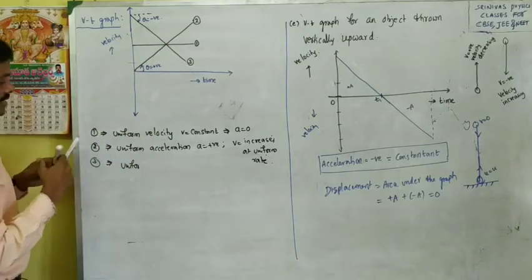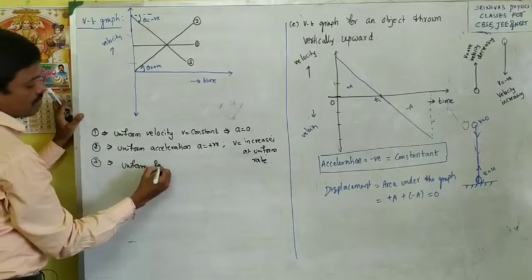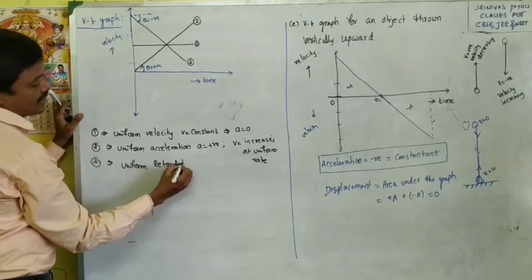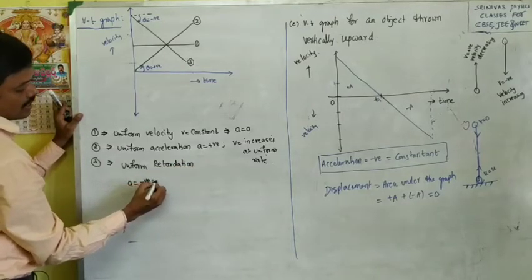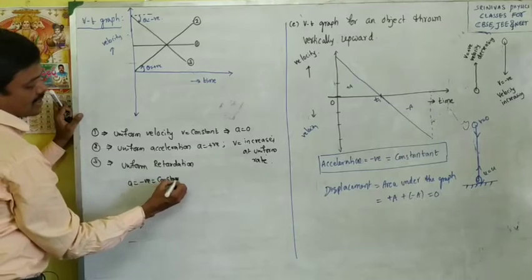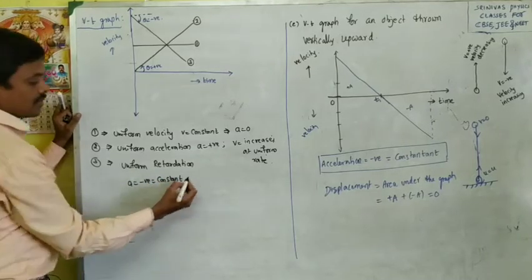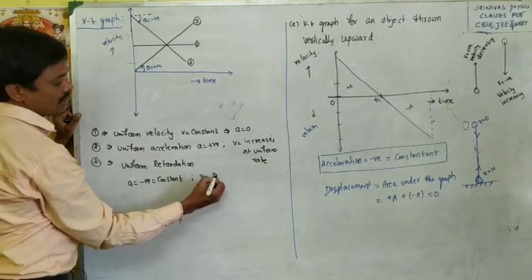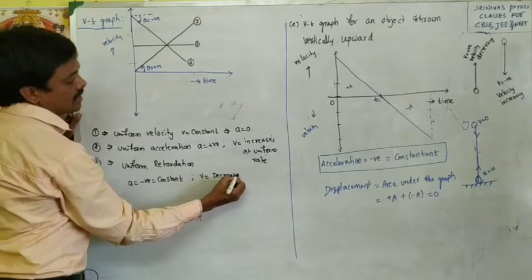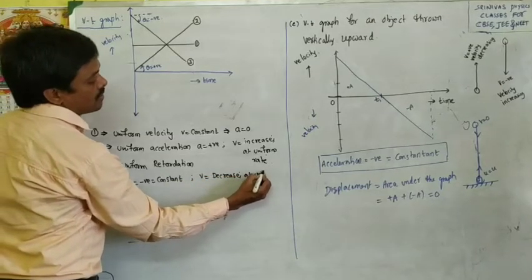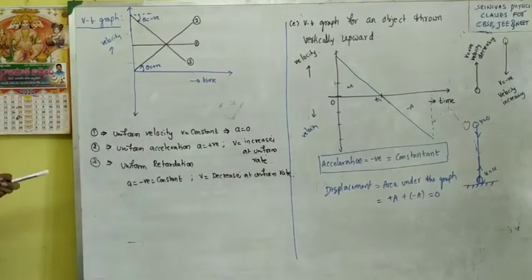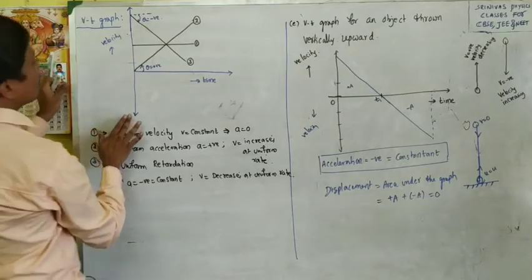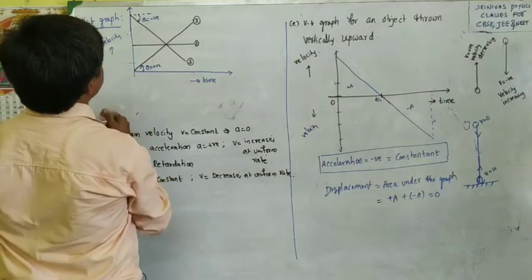Now here let us see uniform retardation. Uniform retardation means acceleration is negative and constant. Here velocity decreases at a uniform rate. Okay, and now these are all the graphs combined.